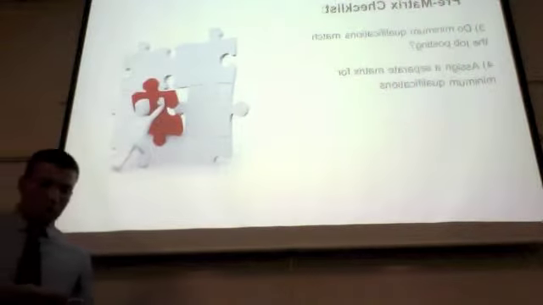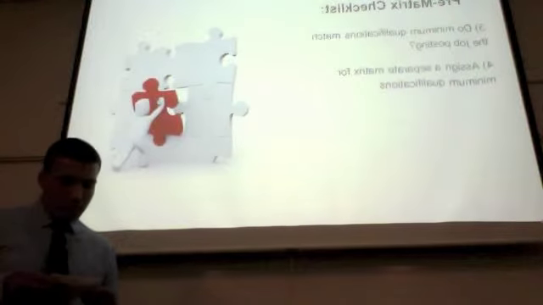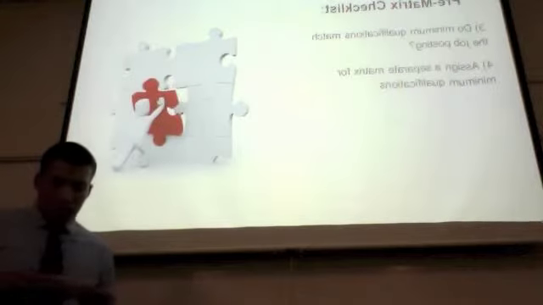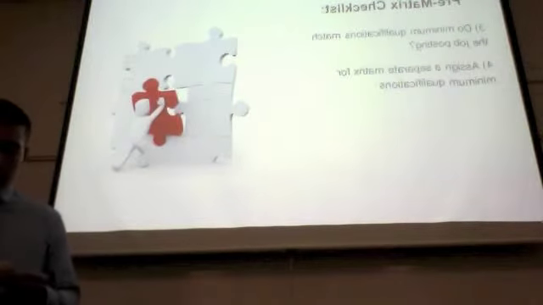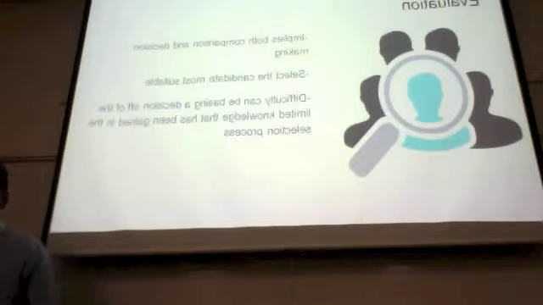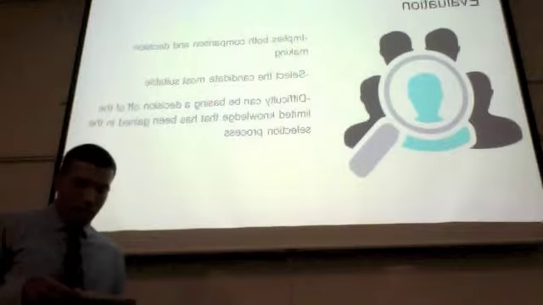So you want to make sure that qualifications such as education, work experience, or availability that a job requires are implemented, as they will determine the pool of candidates. If need be, it may be smart to assign a separate matrix for specific minimum qualifications. Evaluation of candidates requires comparison, which I'll go over on the next slide, and decision making.